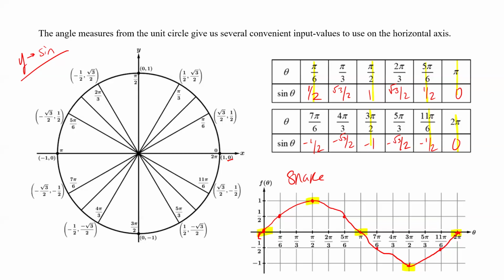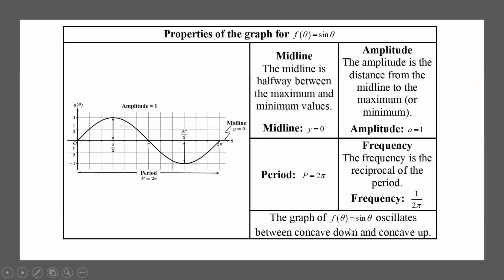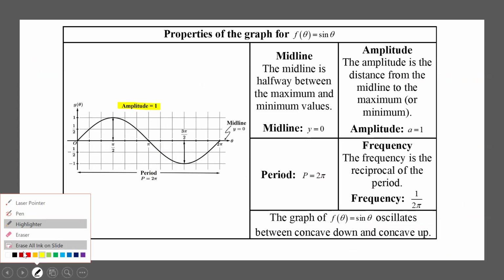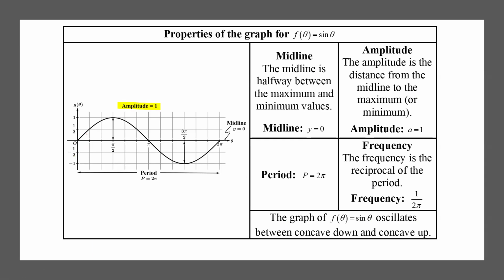All right, so let's talk about its properties. The properties of the sine function, f of theta equals sine theta. It has an amplitude. Amplitude describes your distance from the middle of your graph, your midline. Your midline is the halfway point of your graph. Because this is an odd function, it's centered around the origin.